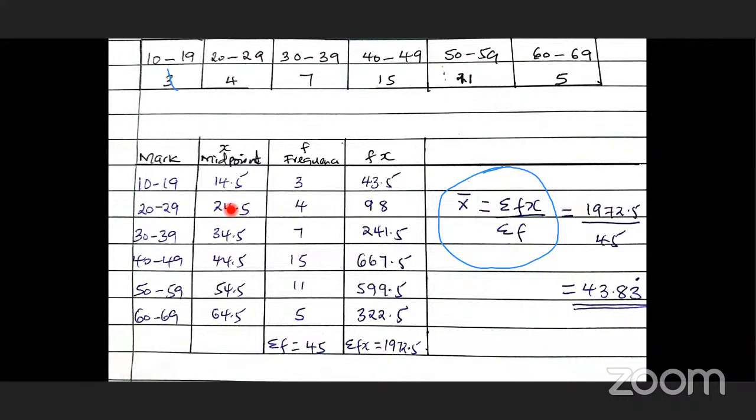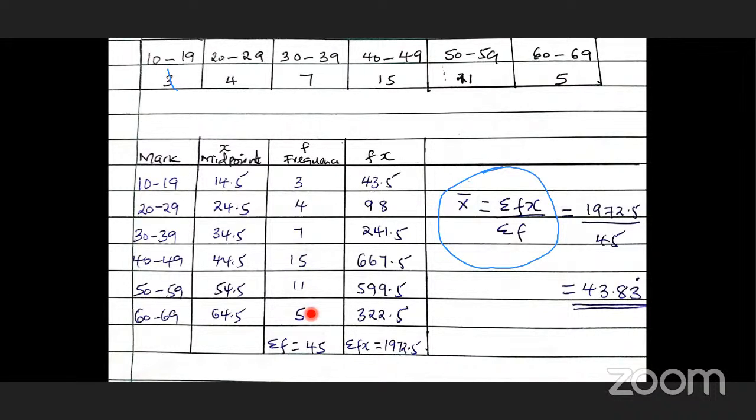The next class will be 20 plus 29 over 2. That is the midpoint. Then we have 30 plus 39 divided by 2, which will give you 34.5. 40 plus 49 divided by 2 to give you 44.5. Through up to 60 plus 69 over 2. Divide that by 2, gives 64.5. Then the column for frequency, you just transfer it as it was: the first class had 3, 4, 7, 15, 11, 5. So we just transfer it that way.